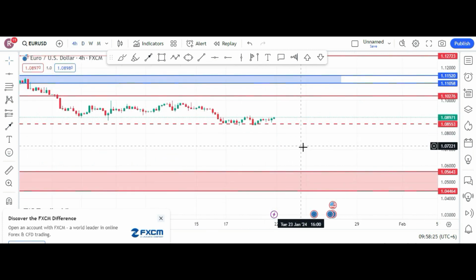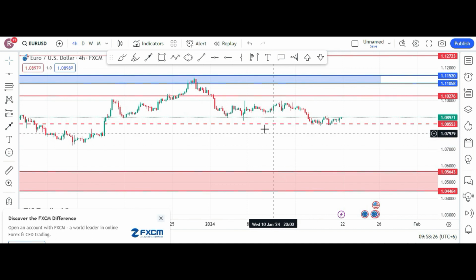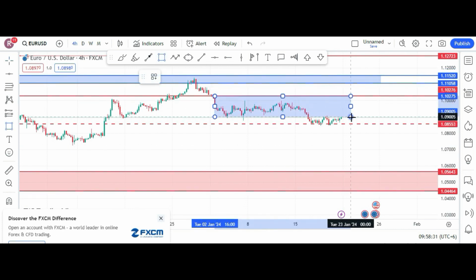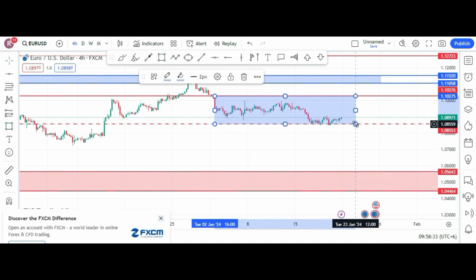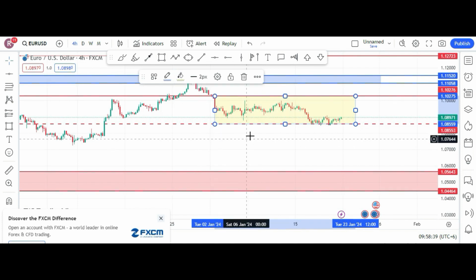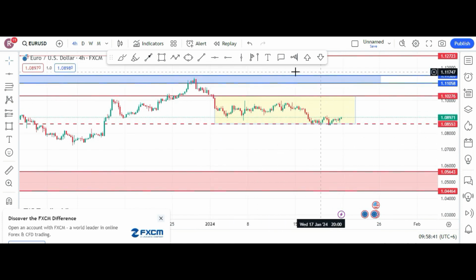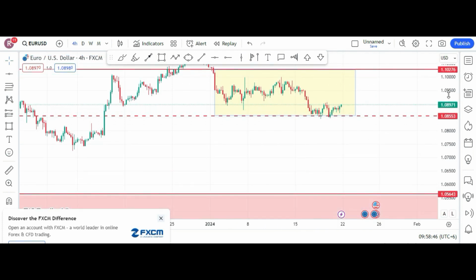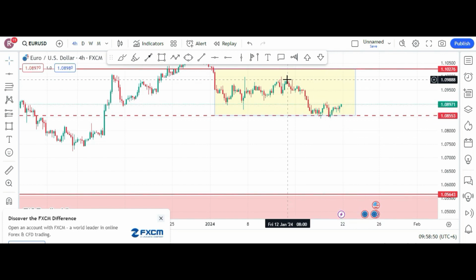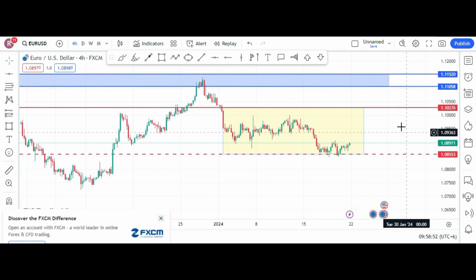So in 4 hours, what I would like to make is this. I want to put it in a box. Okay, this is the box I want to put, and let's put it in this color. This box needs to be broken before we take any trade. It tried to break here. Okay guys, and to be very precise, I just drew it with this.